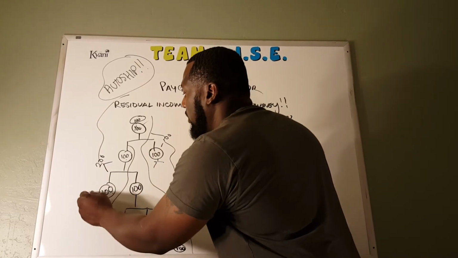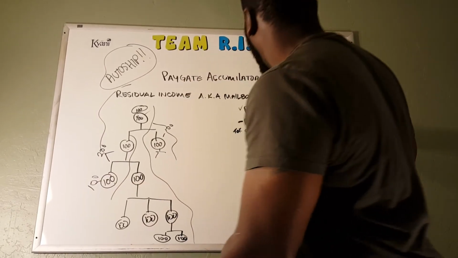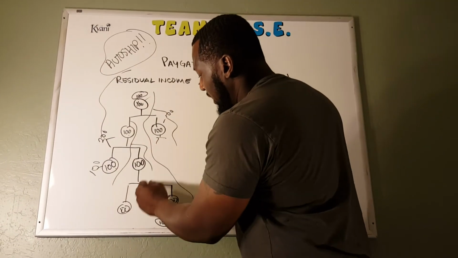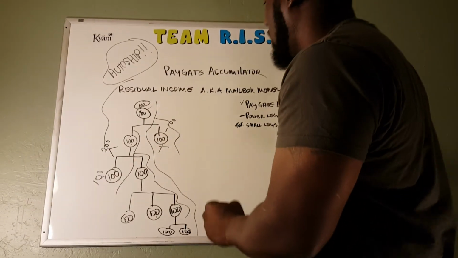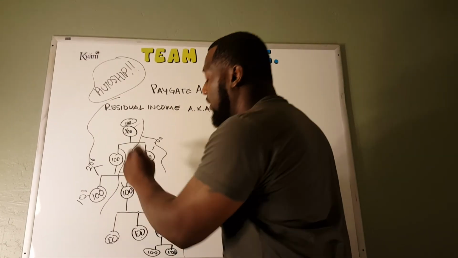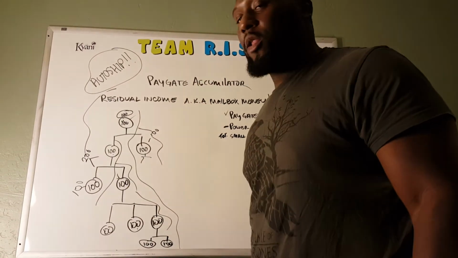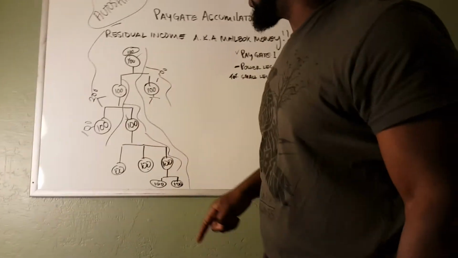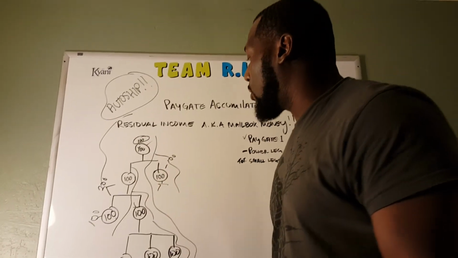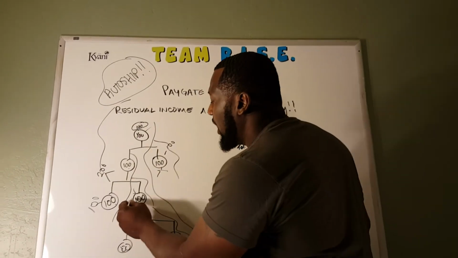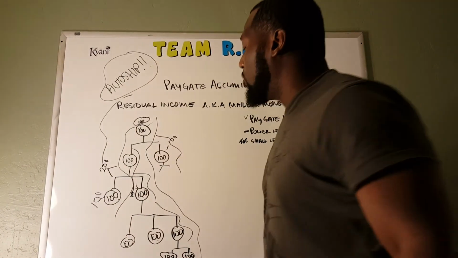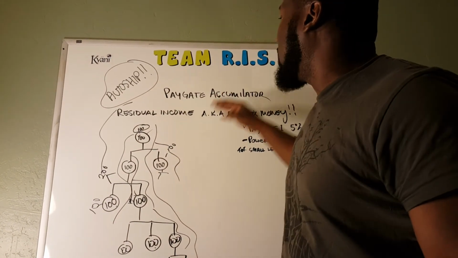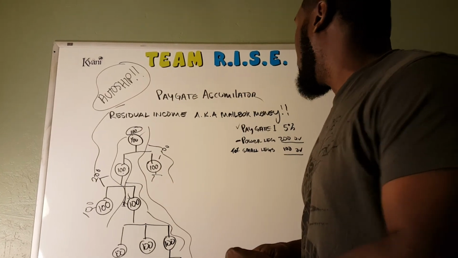So this guy is actually qualified right here. He has 100 over here for his smallest leg. And on this leg, he definitely has over 200. So he has at least a minimum 200 to qualify. So this guy right here is actually pay gate qualified as well. Because he's pay gate qualified, and you are already pay gate qualified, what would happen is you get a commission check override from this guy that comes up to you because he's qualified. So that's how the pay gate accumulator pretty much works.